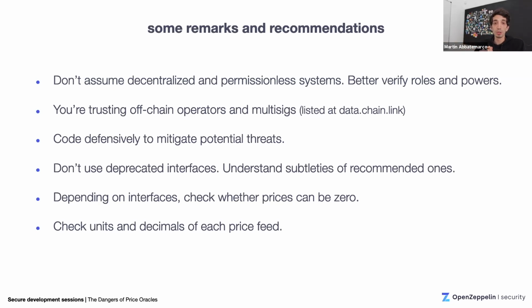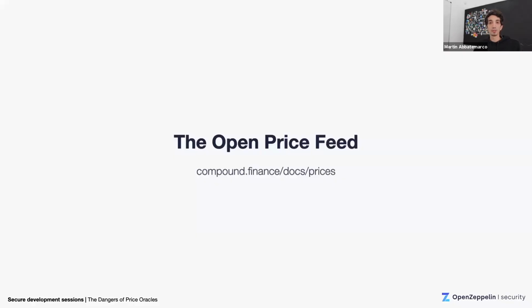We have ways to code defensively to protect against some threats in case private keys get compromised. Obviously, we shouldn't be using deprecated interfaces. Depending on the interfaces, we should be checking whether prices can be 0 or not. And we should also always be checking units and decimals for the price feeds. This is true for many of the cases that we are about to see, so some of these recommendations might also apply to the next oracles that I'm about to cover. So that's all for Chainlink.